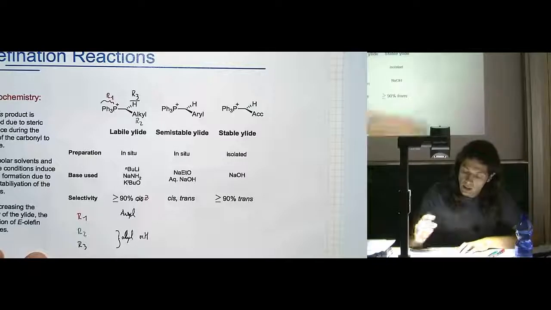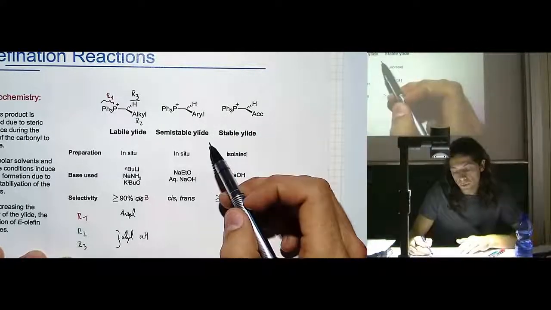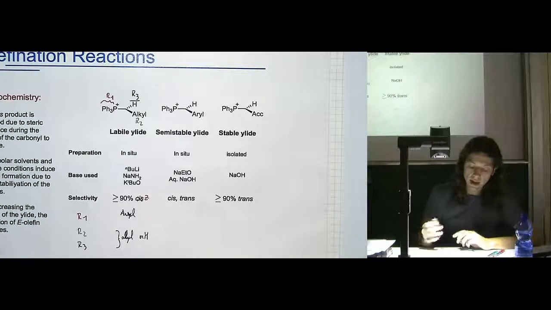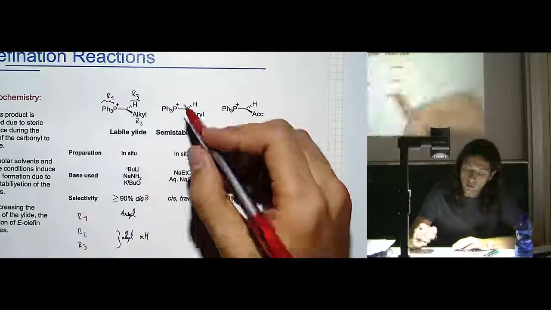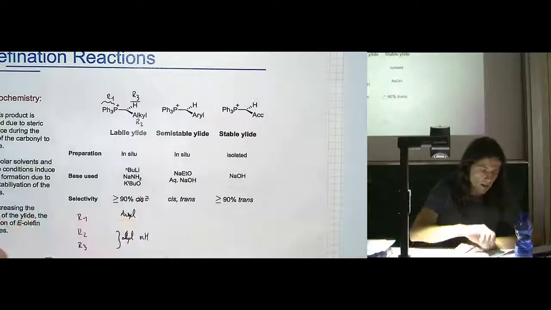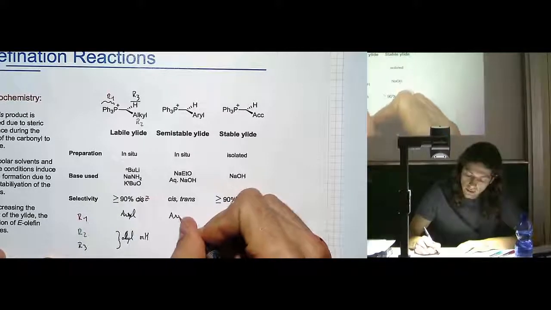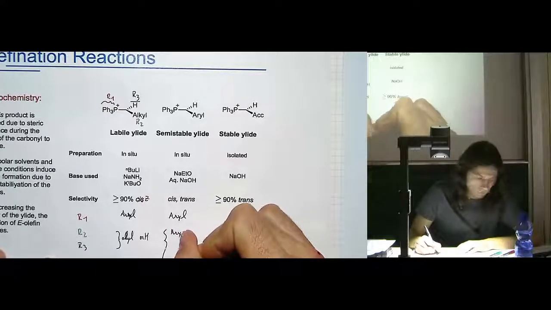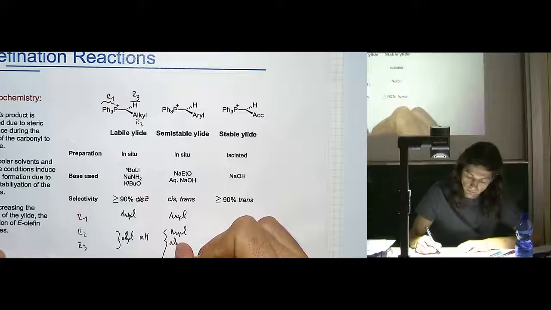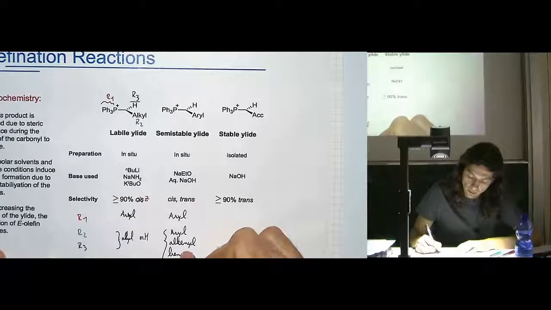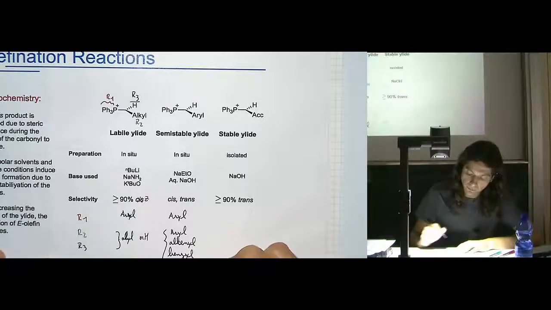Okay, so whenever we have a semi-stable halide, it will give a mixture of both stereochemistries, the Z and the E, and this will happen whenever the groups in the phosphonium from the halide are, for example, aryl and then R2, alkenyl, then benzyl group, also.